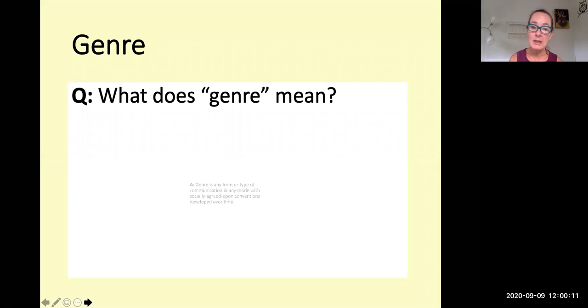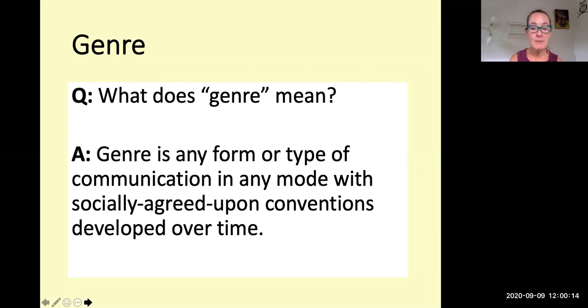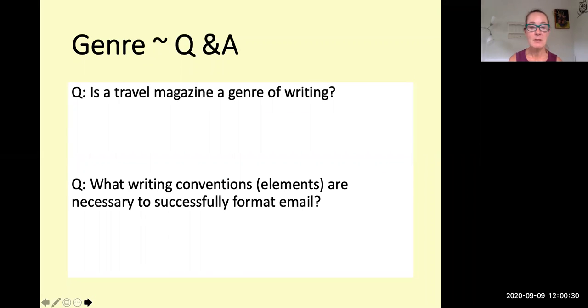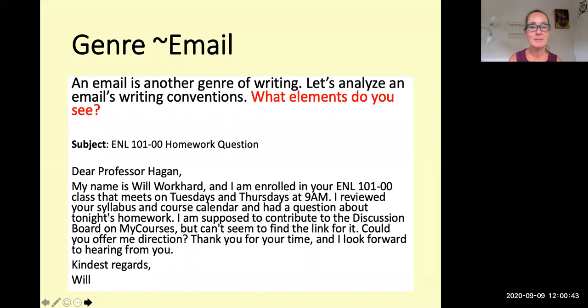So what does genre mean? Genre is any form or type of communication in any mode with socially agreed upon conventions developed over time. So here's a little cluster of genres, and this is all just literature, but there are many more genres than just literature. Is a travel magazine a genre of writing? Absolutely. What writing conventions or elements are necessary to successfully format an email? Let's look at the next slide.